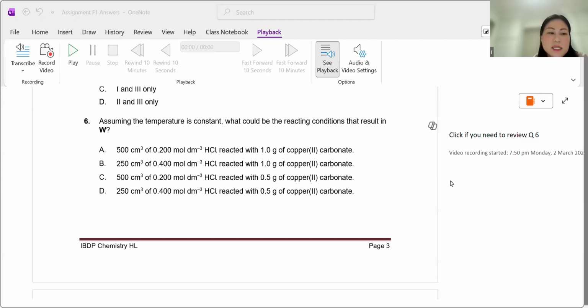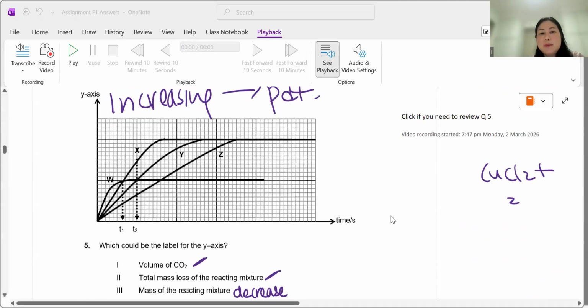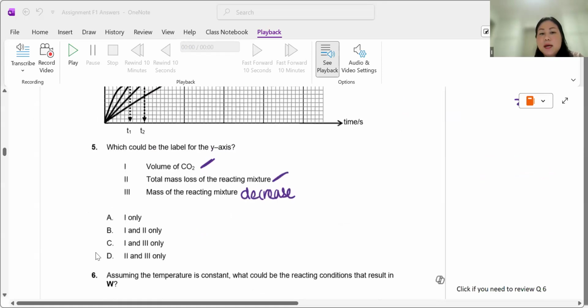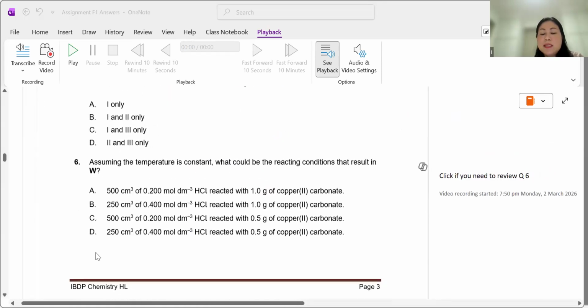Question 6, assuming the temperature is constant, what could be the condition that gives us graph W? So graph W, what we are seeing is half the yield, but a greater rate. Half the yield, but a greater rate. So most probably, one of the reactants has been halved.